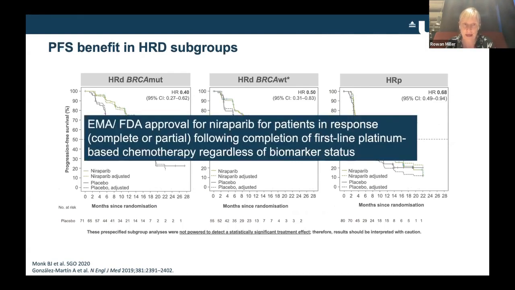So on the basis of that, the EMA and FDA actually approved niraparib for all comers who'd responded to first-line chemotherapy. And the updated survival data for this trial is due to be presented next month at ESGO. So it'll be interesting to see if you see the same benefit in survival across the patient subgroups.